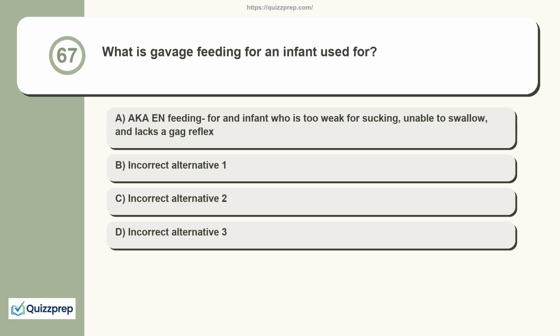Question 67. What is gavage feeding for an infant used for? Also known as enteral feeding for an infant who is too weak for sucking, unable to swallow, and lacks a gag reflex.